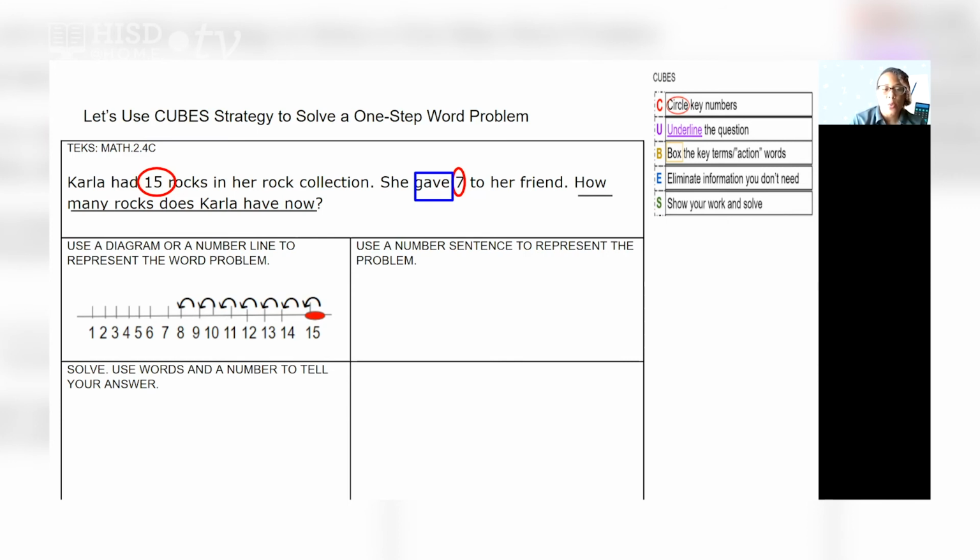So what number did we end on? 1, 2, 3, 4, 5, 6, 7. Notice I put a dot on the number 15 to identify the number that I started with. So I started with 15. I use my arrows to represent counting backwards, and I took away 7. So what is my number sentence going to say to solve this problem?